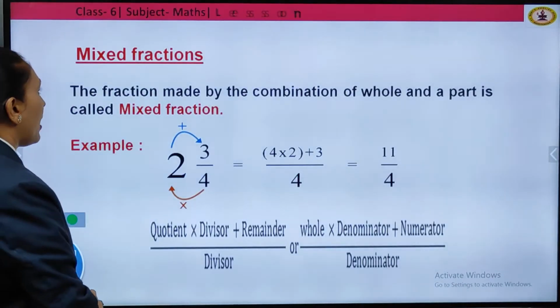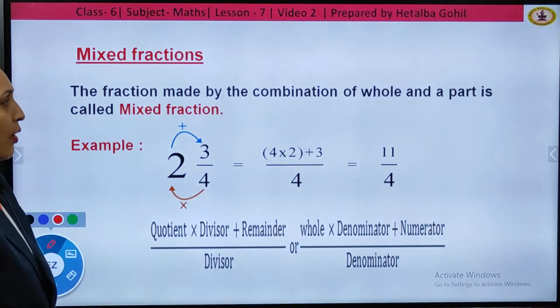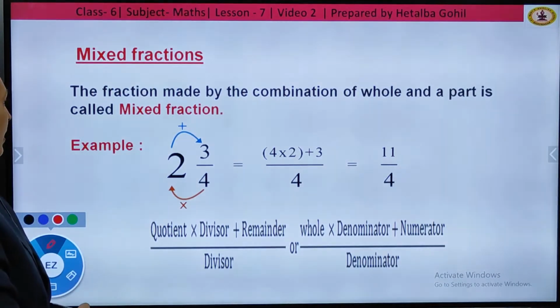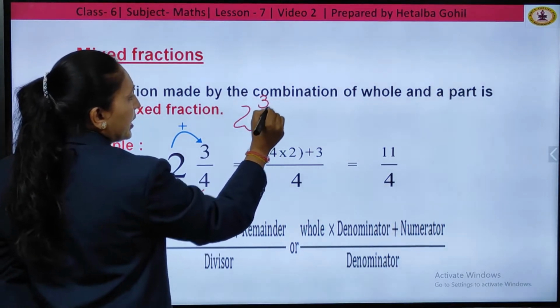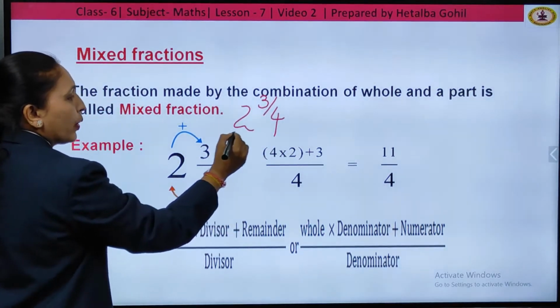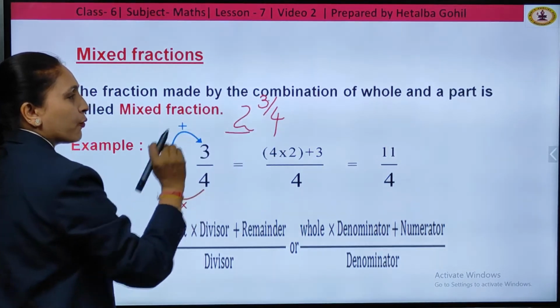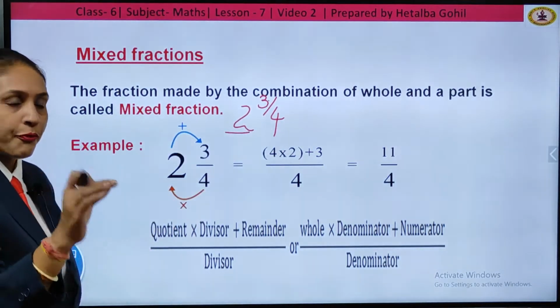Now the next type we have is mixed fraction, which is a combination of a whole and a part. You can see the example given here, that is 2 integer 3/4, where 2 is a whole number and 3/4 is a part, that is a fraction.